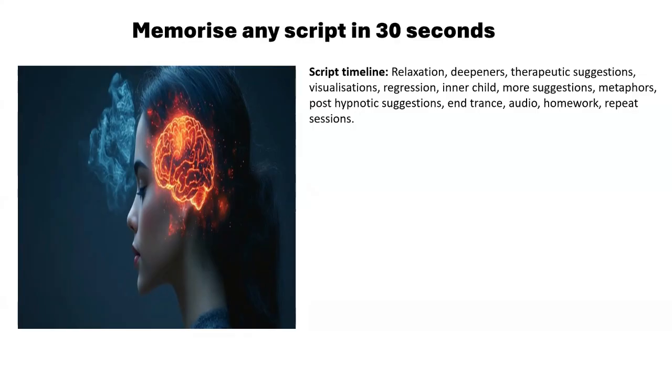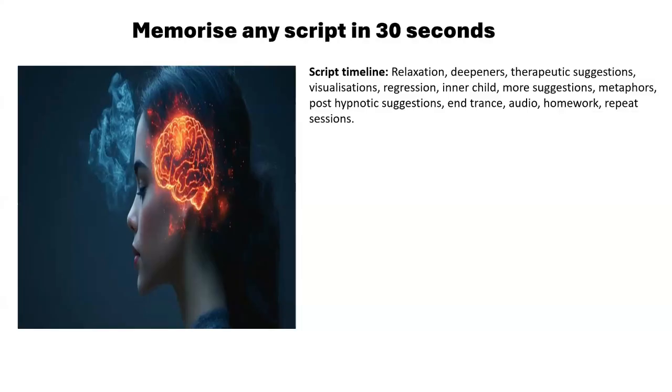So, a script timeline. Let's go through what an average script, or any normal script, or the way you've been taught to write it, would look like. You want to have something in regards to relaxation. You have some deepening, you have some therapeutic suggestions. You might have some visualization, some regression, maybe inner child, which would be more like the therapeutic part. You might have some more suggestions to enhance the therapy, some metaphors, some post-hypnotic suggestions towards the end. You would end trance, usually, and most times therapists are going to give out an audio and some homework, and they're going to repeat this style of session maybe 4, 6, maybe even up to 10 or 15 times, whatever way you've been taught.